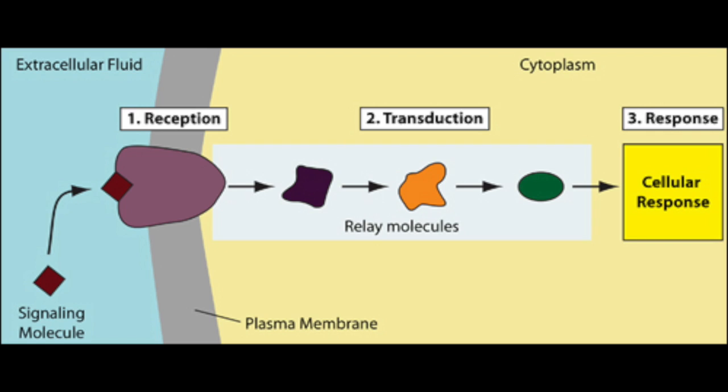A signal is detected when the chemical signal, also known as a ligand, binds to a receptor protein on the surface of the cell or inside the cell. Transduction is the second step. When the signaling molecule binds the receptor, it changes the receptor protein in some way. This change initiates the process of transduction.